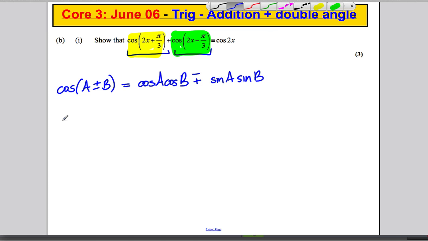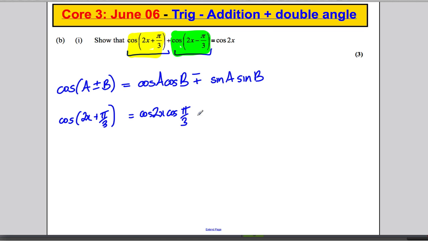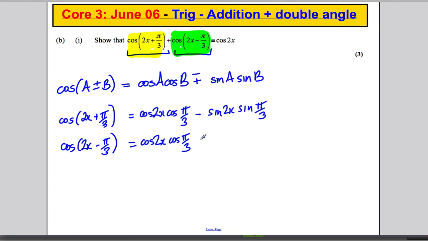So I'm going to do it on separate lines. Cos of 2x plus pi by 3 is cos 2x cos of pi by 3, subtract sine 2x sine pi by 3. And cos of 2x subtract pi by 3 would be cos of 2x cos of pi by 3, plus sine 2x sine pi by 3.